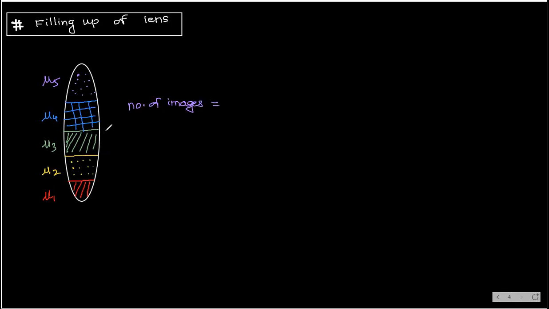formed is equal to number of refractive indices minus 1. Here, number of images formed will be 5 minus 1, that is equal to 4. Why? Because here we have filled 5 different materials, we can say, with different refractive indices.